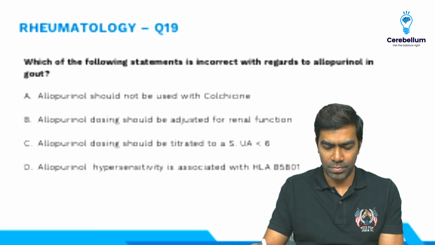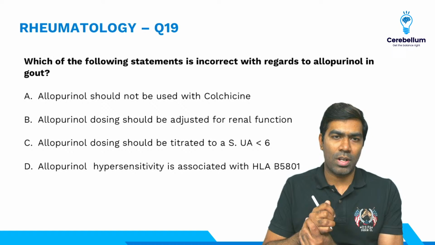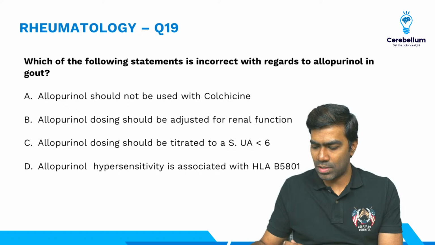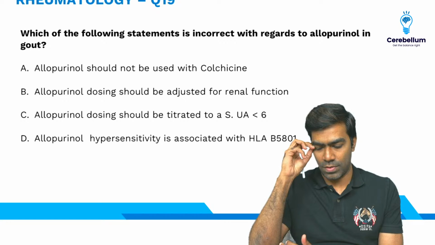So 19th question, which of the following statements is incorrect with regards to use of allopurinol in gout? Allopurinol should not be used with colchicine. Allopurinol dosing should be adjusted for renal function. Allopurinol should be titrated to maintain a serum uric acid of less than 6. Allopurinol hypersensitivity is going to associate with something called HLA-B5801. Which of the following is incorrect? That's what I'm asking.